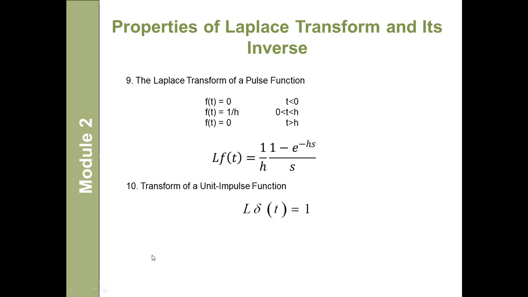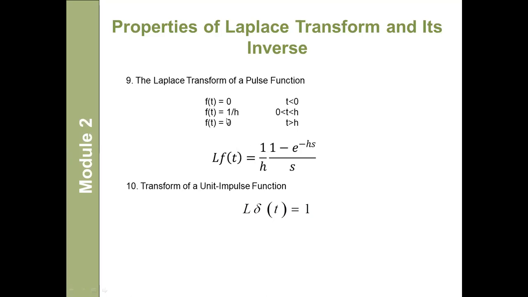Another form of function that is common here in process control, aside from the unit step function, is the pulse and the unit impulse. The pulse function doesn't have a value for t less than 0, so it's equal to 0. For t greater than h, it also doesn't have any value. It only has a value of 1 over h on the interval 0 to h.